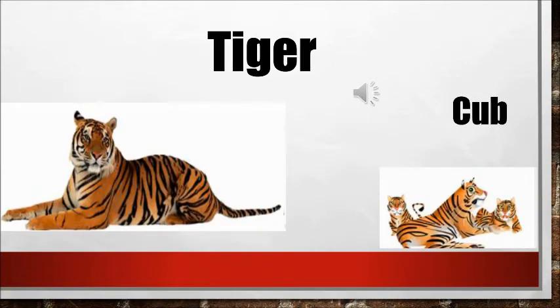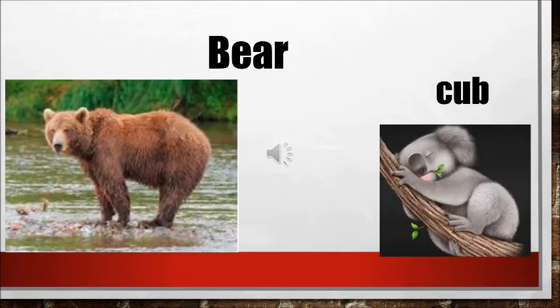Next is the tiger, and the tiger we know is our national animal, and a baby tiger is called a cub. And can you see the yellow and black stripes of the tiger? It is also a meat eating animal, that is, it requires other animals for its food. The next animal we are going to do is a bear, and a baby bear is called a cub. Bears basically love to eat honey. They live on plants, berries, and all these different kinds of fruits.